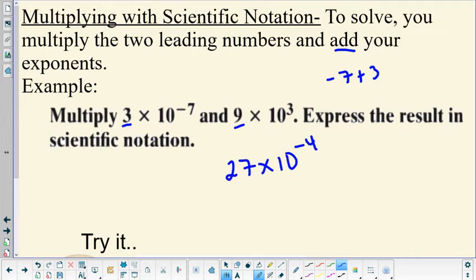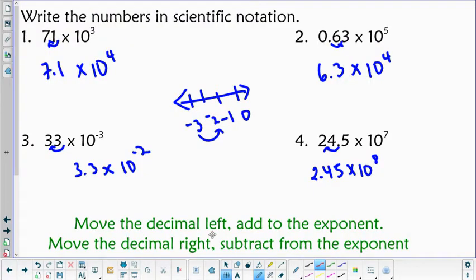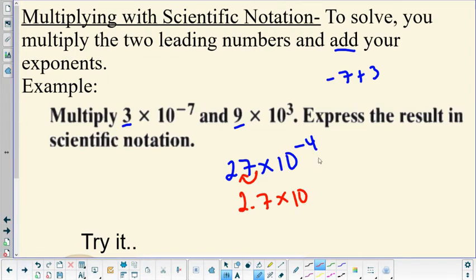All right, now what do you notice about our answer? Yeah, we can't keep it like this because 27 is not between 1 and 10. So we have to fix it. So here's my imaginary decimal point. I have to move it 1 space to the left. So it's going to become 2.7 times 10. And then remember our rule from before, since we moved to the left, we're going to add to our exponent. So our exponent was -4. If I add 1 to -4, it's now -3. Okay, just remember those negatives are opposite of what you think it is.